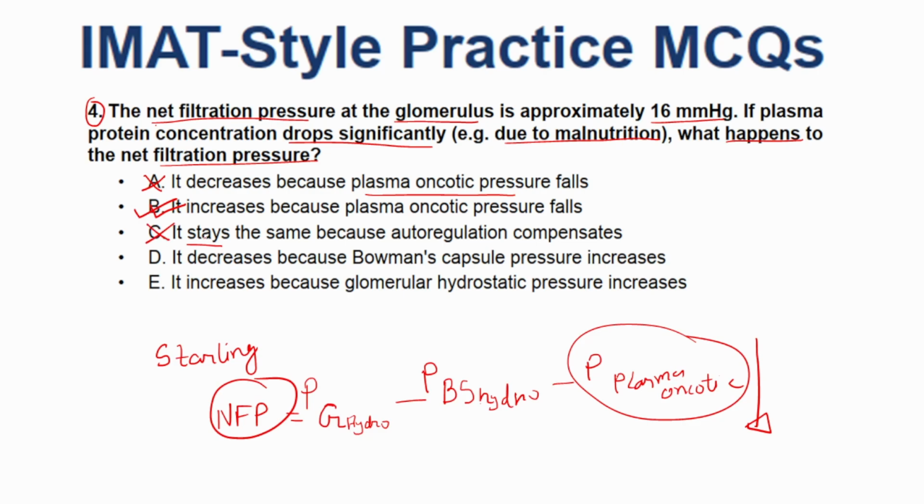Option D, the hydrostatic pressure within Bowman's capsule does not arbitrarily increase in response to low systemic protein levels, as it is primarily governed by downstream tubular patency and fluid flow. Glomerular hydrostatic pressure itself is maintained by the relative tones of the afferent and efferent arterioles and does not increase as a direct chemical consequence of systemic protein loss.